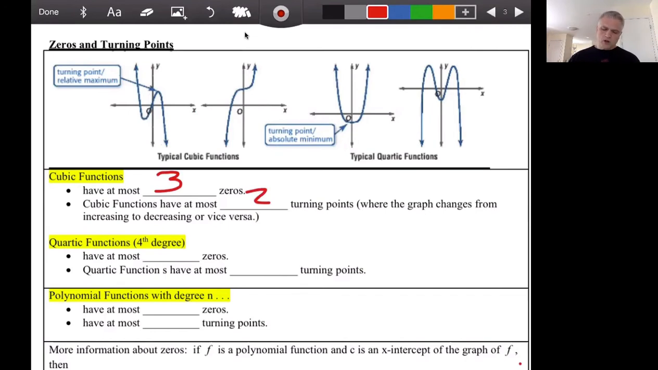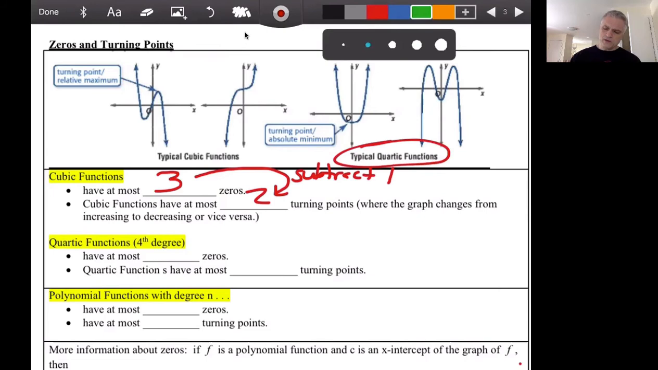All you do is you subtract 1 every time from the maximum number of zeros to get the maximum number of turning points. You'll see that in a second. So quartic functions, fourth degree functions. Here are quartic functions, all graphed out nice and beautiful for you. So remember, here's one that has 4 zeros. Here's one that only has a couple zeros.